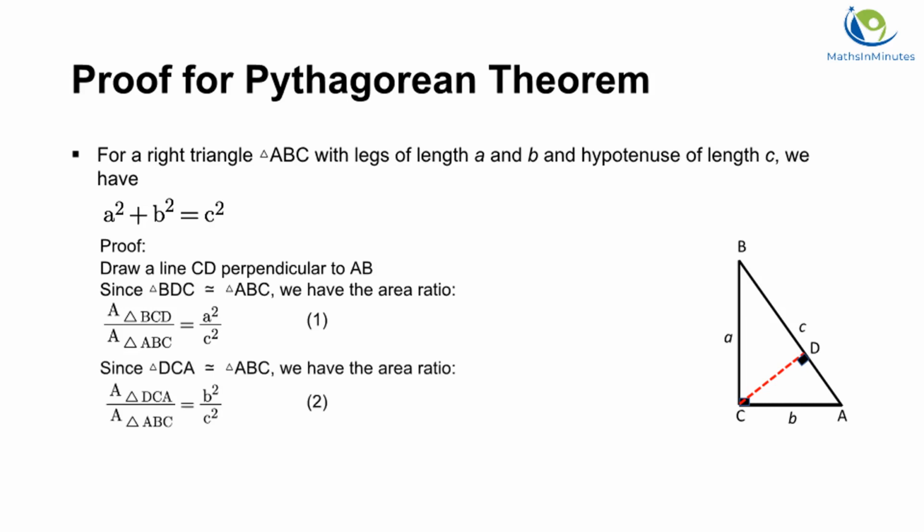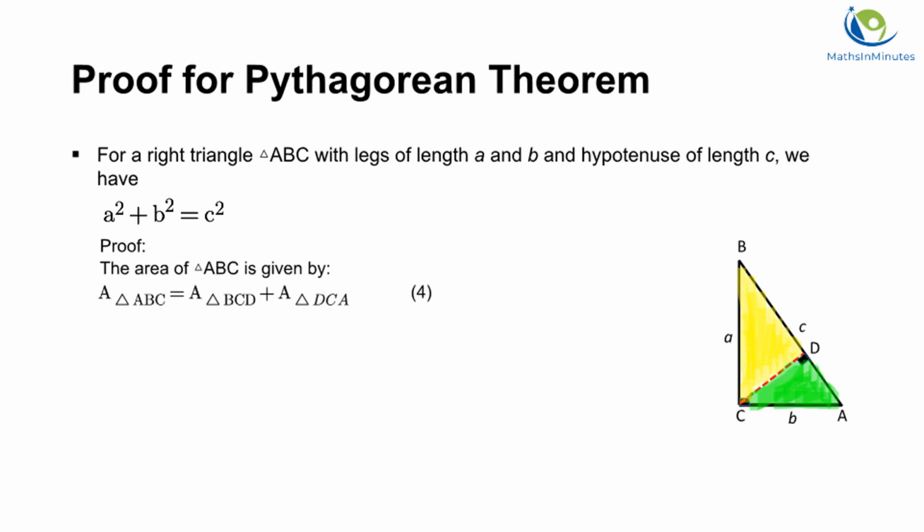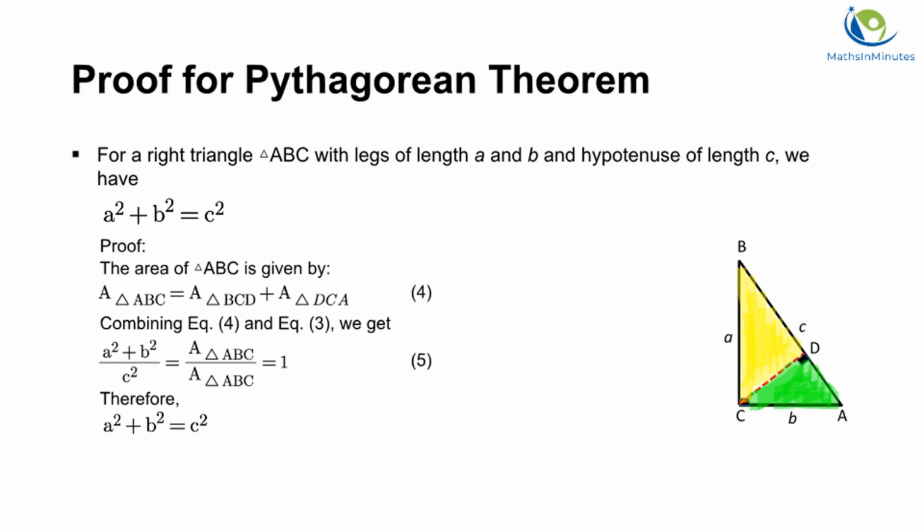Similarly, triangle DCA is similar to triangle ABC, thus we have area of triangle DCA over area of triangle ABC is equal to b² over c². Adding equation 1 with equation 2, we get equation 3. The area of triangle ABC is equal to the area of triangle BCD plus the area of triangle DCA. By substituting the area of triangle ABC into equation 3, we get equation 5, which can be simplified to a² + b² = c². Therefore, Pythagorean theorem is proved.